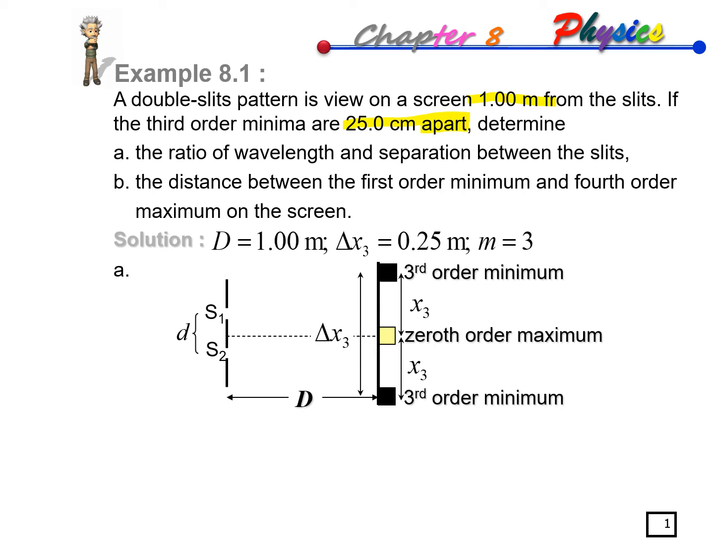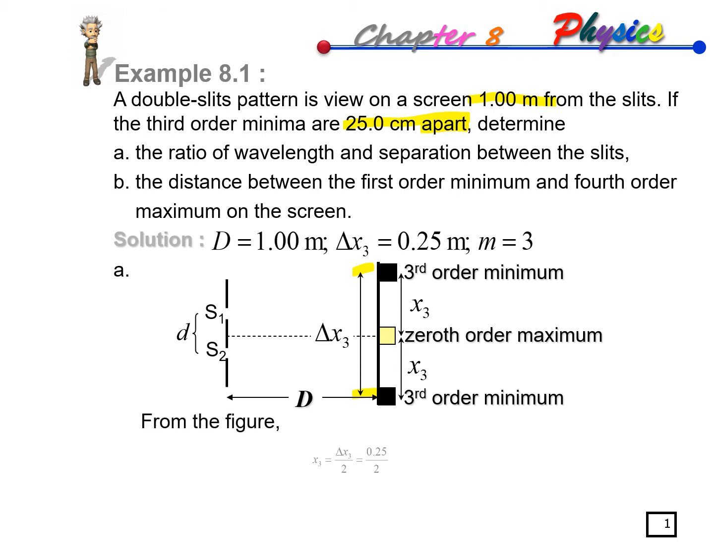So for better understanding, what we do is we sketch it. Over here we have the maximum, which will be the zero order. Now the separation distance is from the third order at the top portion to the third order at the bottom portion. So that is the slit separation, and then from the slit to the screen.